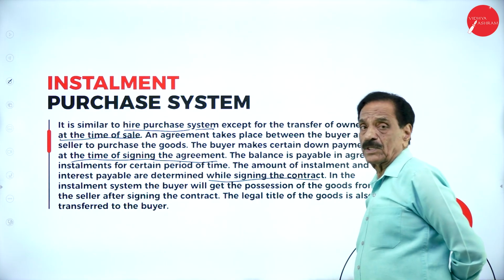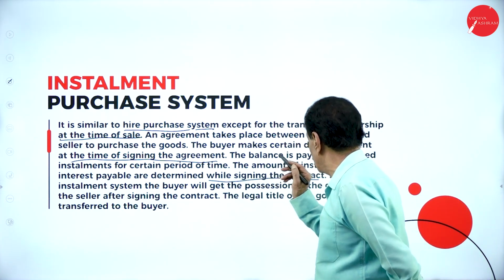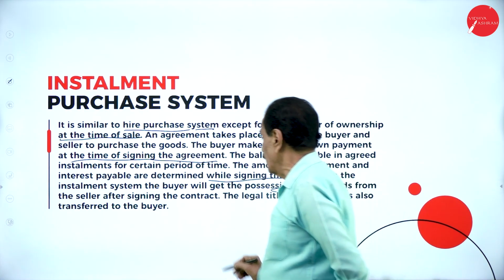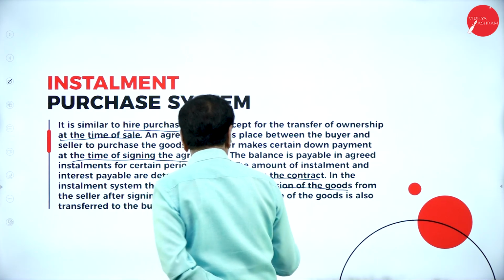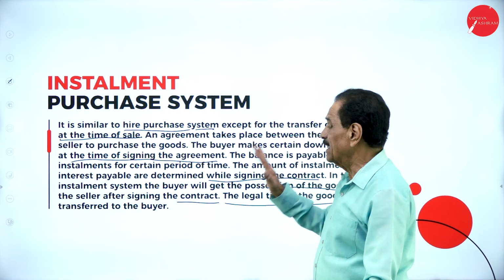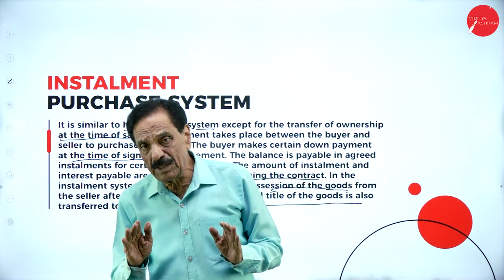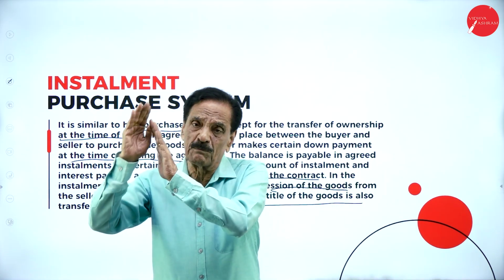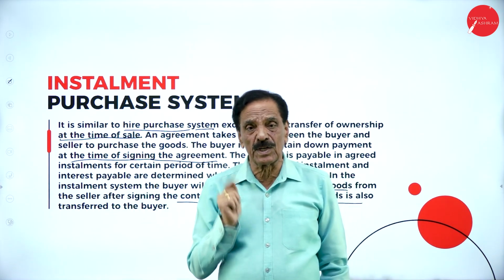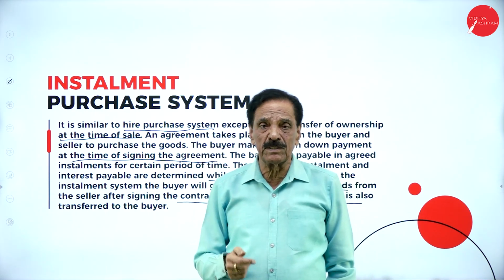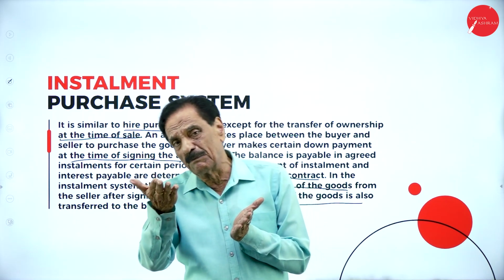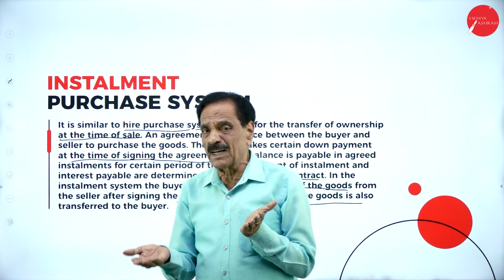In the installment system, the buyer gets the possession of the goods from the seller after signing the contract. The legal title of the goods is also transferred to the buyer. In the hire purchase system, the possession of the goods passes from seller to the buyer, and the buyer becomes the only owner after the last installment is paid. But in installments, it is not so. At the time of agreement, he will pay the down payment. The balance will be paid in a number of installments as per the agreement.